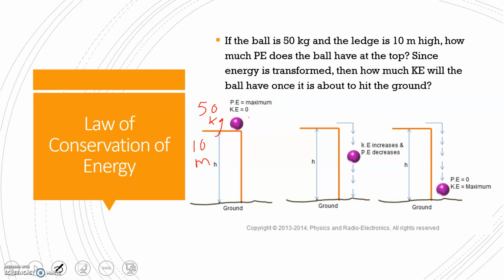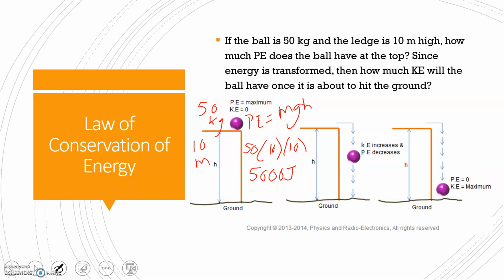And our formula for potential energy is mass times gravity times height. So our mass would be 50. Gravity is always going to be 10 for us, and then the height is 10 meters. So we're going to multiply all that together to get 5,000 joules of potential energy at the top.